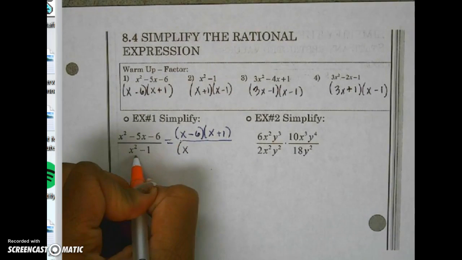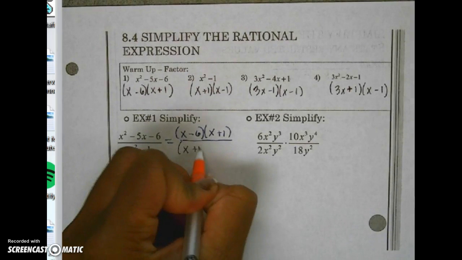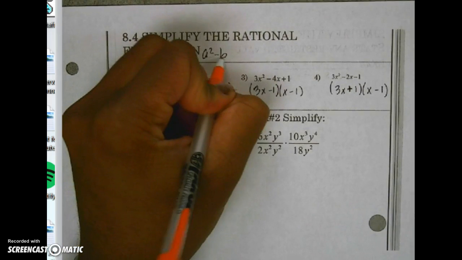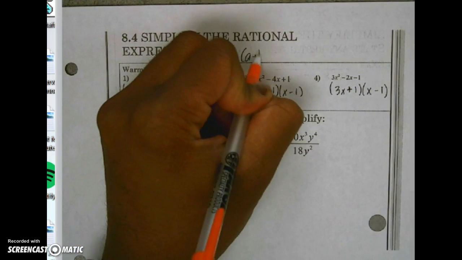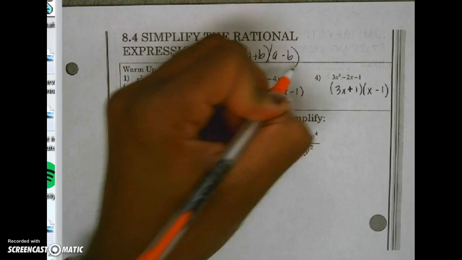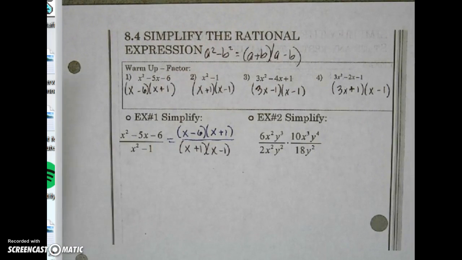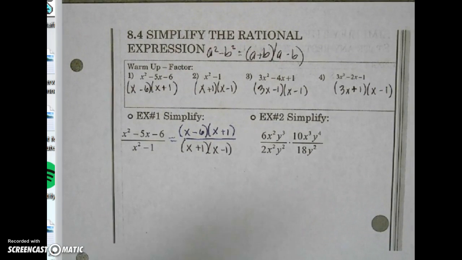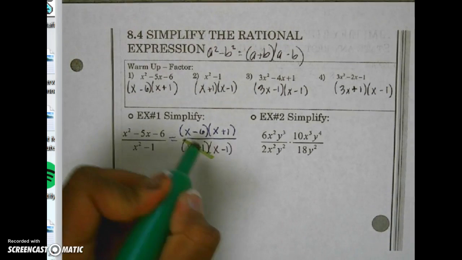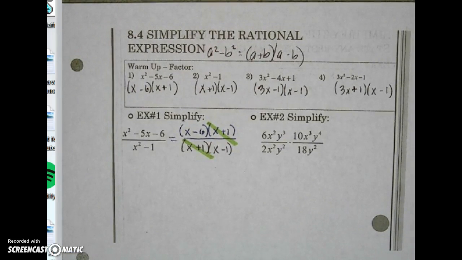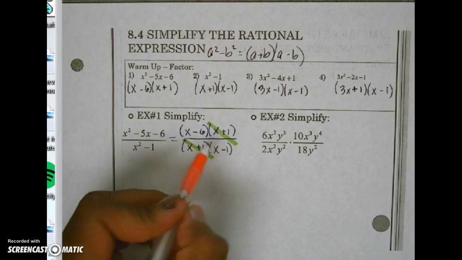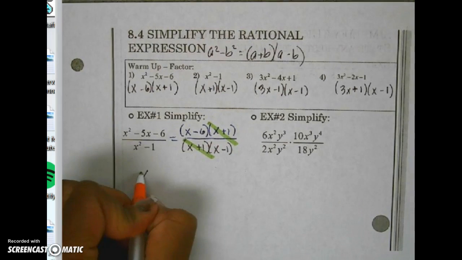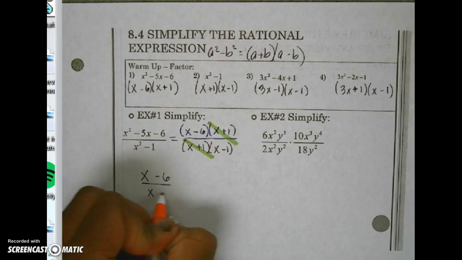The denominator factors to x plus 1 times x minus 1. It's a special pattern, a squared minus b squared equals a plus b, a minus b. One to remember. So then we're going to do like you did with any other fraction when you had to reduce it. Looking at what they have in common, x plus 1 and x plus 1, that cancels out. We can cancel it because the whole unit is the same. And so what's left is x minus 6 over x minus 1.